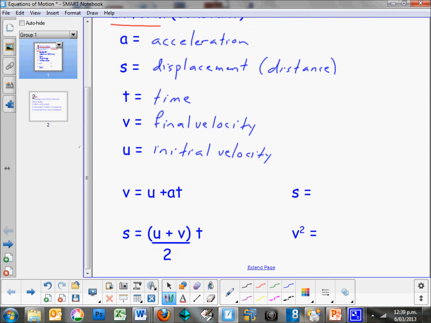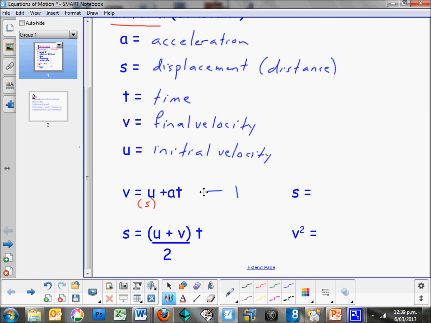Right, these are the 4 equations. The first one, number 1, v equals u plus at. Just notice that there are 4 symbols used: v, u, a, and t. There is no mention of s in this particular equation, so you don't have to worry about displacement or distance in that equation. That's the first one.